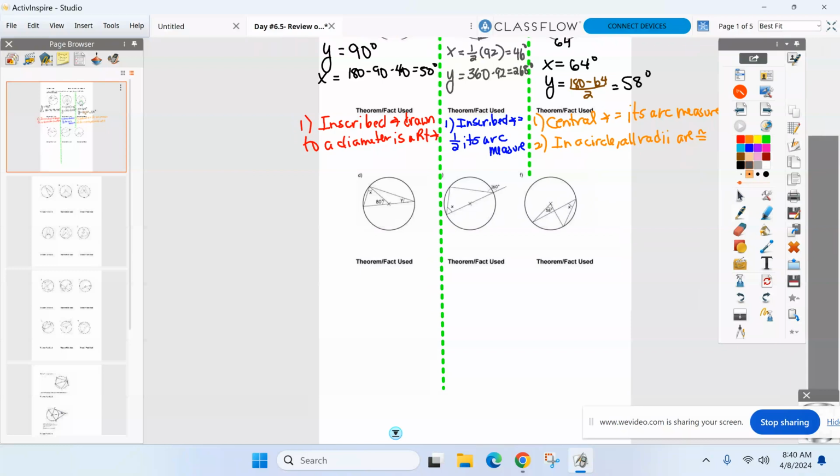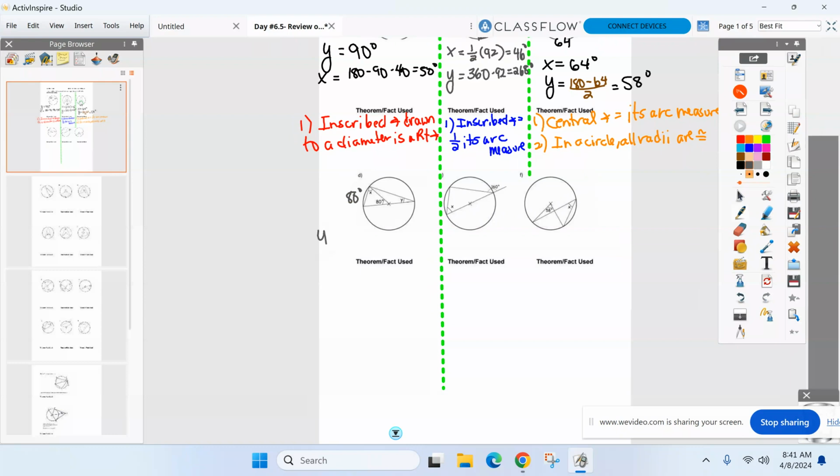Like I see 80 right now. What type of angle is 80? It's central. So automatically I'm writing an 80 on this arc that it's drawn to. I know that arc's 80. I don't know if it'll help me, but it makes my paper look better. Oh, I think it does help me. It helps me find angle Y.